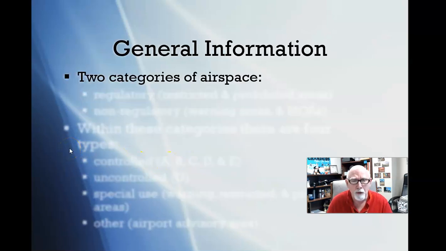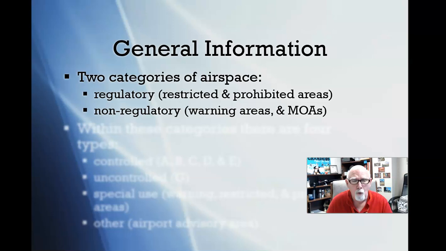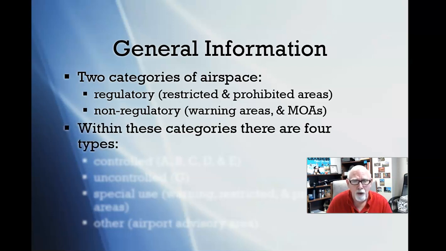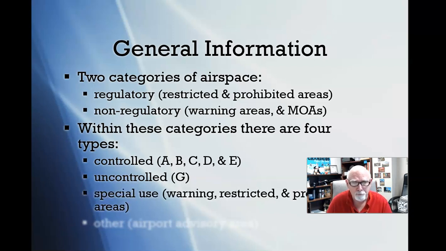Mainly there are two categories of airspace: that which is regulated, restricted, and prohibited, and that which is not regulated, warning areas and MOAs. Within these categories there are four different types: controlled airspace, A, B, C, D, and E; uncontrolled airspace, which is Class G; special use airspace, which is warning, restricted, and prohibited areas; and others, like airport advisory areas.